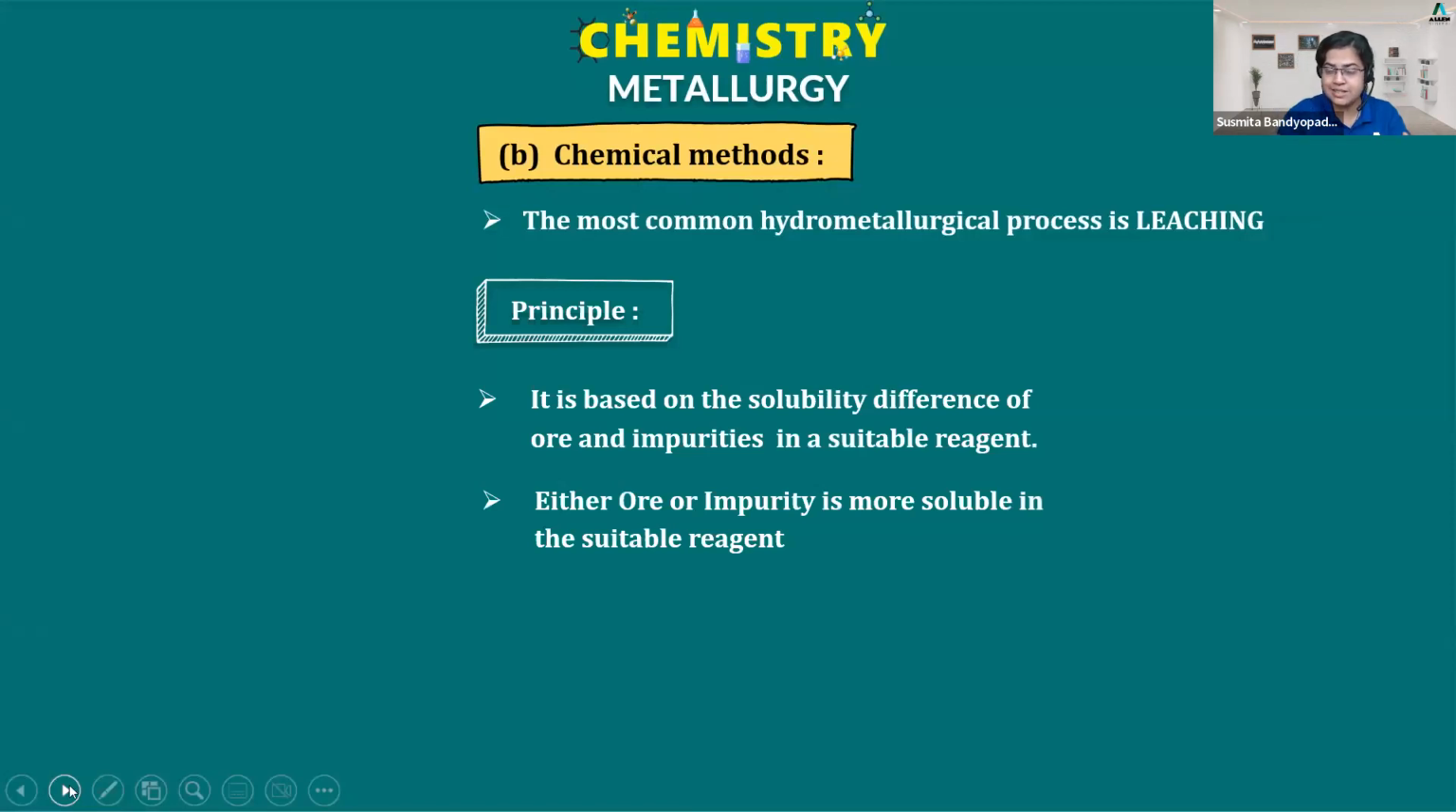So you're using a certain chemical which will react with either the ore or the impurity. It will react with one of them, and the other will be left behind. You just have to filter and separate it out. So it's based on the difference in solubility of the ore and the impurity in a suitable reagent. Either the ore or the impurity, not both.